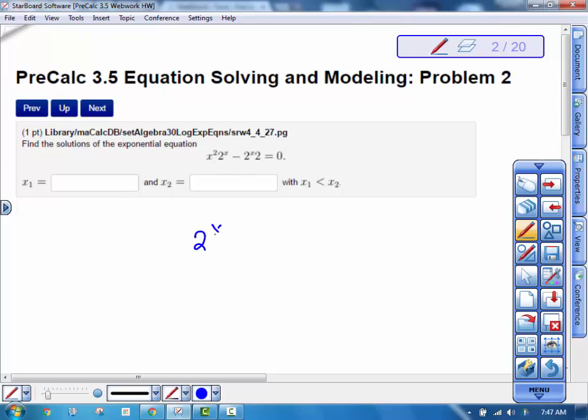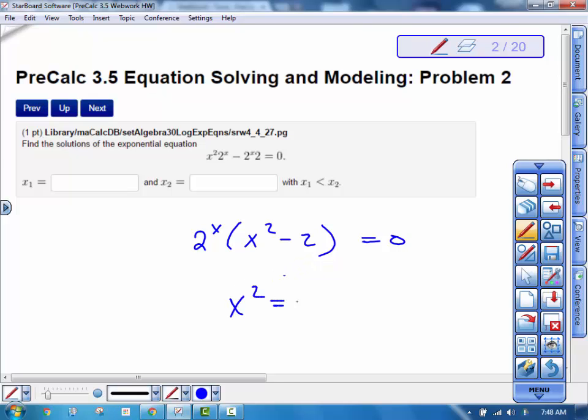We can factor out a 2 to the x from both of these. It leaves us with x squared minus 2 equals 0. And then we can just set both these equal to 0 to solve this for the solution. So 2 to the x equals 0. Well, there's nothing I can raise 2 to get 0, so that doesn't help us. But I can get 2 zeros from this one.